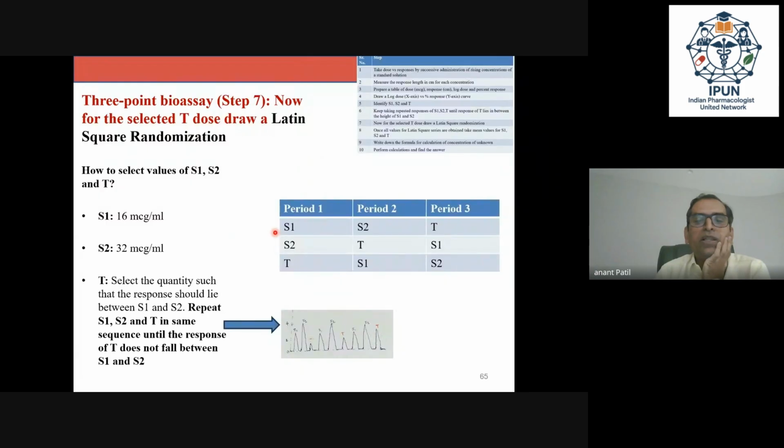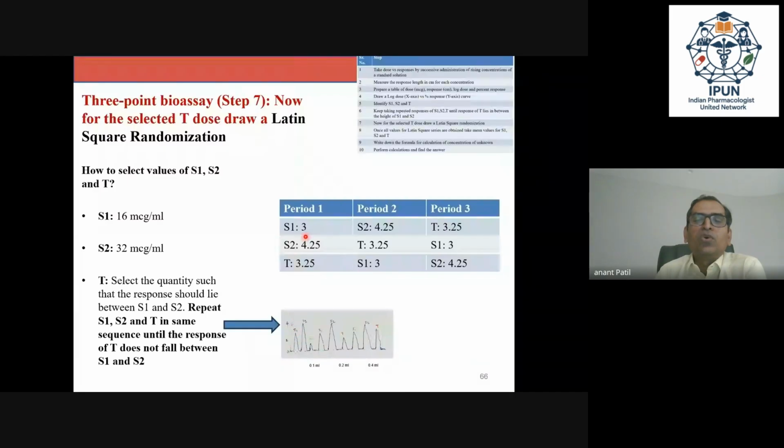Now you know the concentration of S1, it is 16. You know the concentration of S2, it is 32. And you know the volume, it is 0.4 ml. So with this Latin square, you repeat this DRC 3 times. First you do S1, S2, T. Then you do S2, T, S1. And then you do T, S1, S2. So complete this DRC 3 times. Now, with these 3 different runs, you check out the length in centimeters.